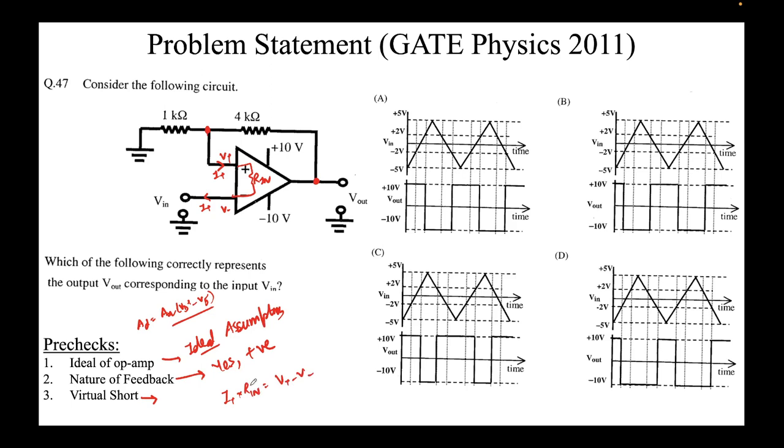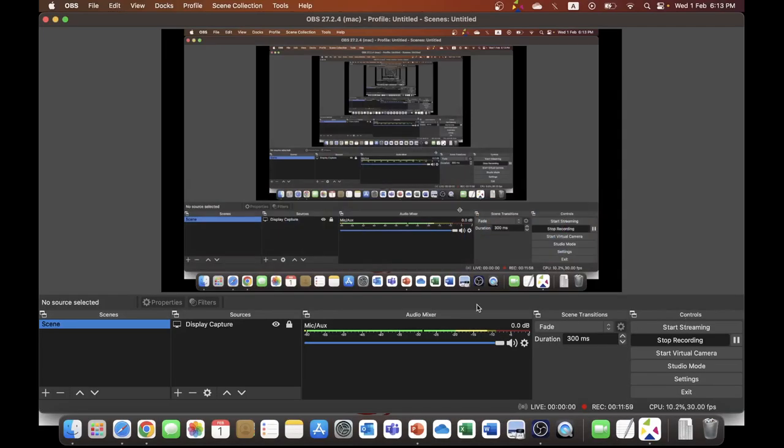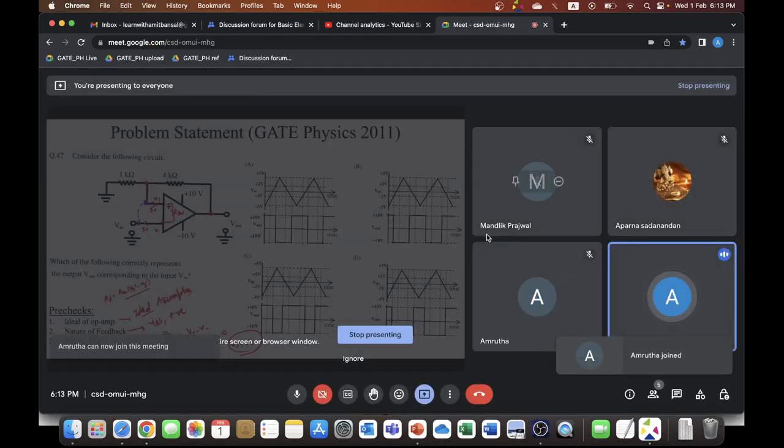Ideally we assume Rin to be infinity. So what's going to happen is that these two are going to be shorted. They are going to be at the same potential, so no current will flow, and this will be zero. So we can say V plus minus V minus is equal to zero. This means V plus equals V minus. Now V plus is this node, and V minus is this node. They're sitting at the same potential. That's why they're called short. Why virtual? Because there's no actual wire shorting them. It's just the nature of the op-amp: because there cannot be any input current, these two nodes have to be at the same potential. That's what we mean by virtual short. And this is a very important property of an ideal operational amplifier.